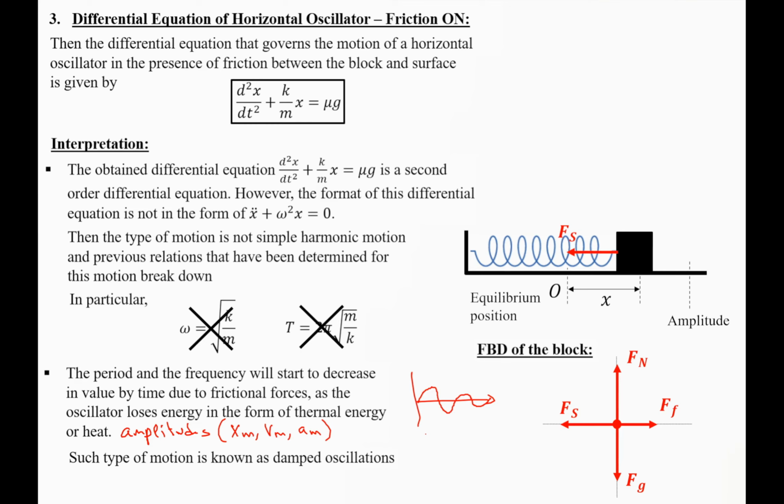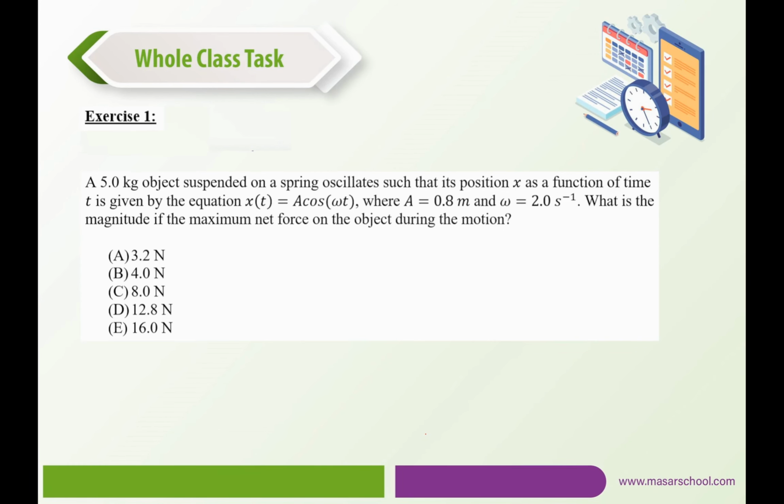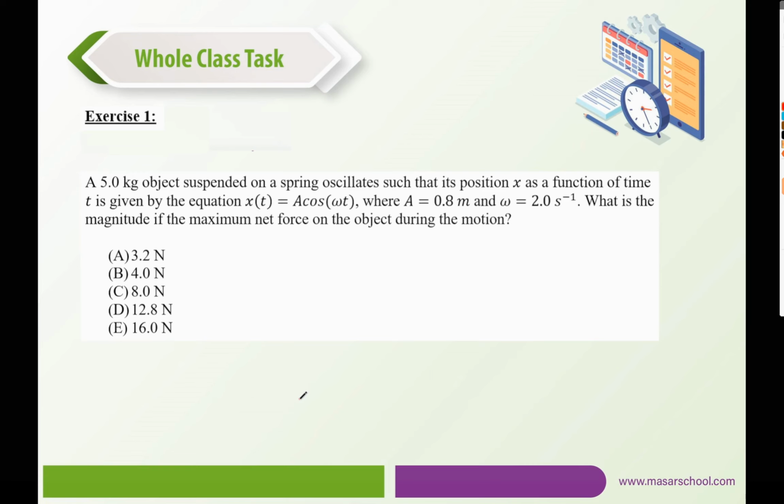Such type of motions are known as damped oscillations. And now for the rest of the video, we're going to solve some exercises. Exercise 1. A 5 kg object suspended on a spring oscillates such that its position as a function of time is given by the following function, where A is given and omega is given. What is the magnitude of the maximum net force on the object during the motion?